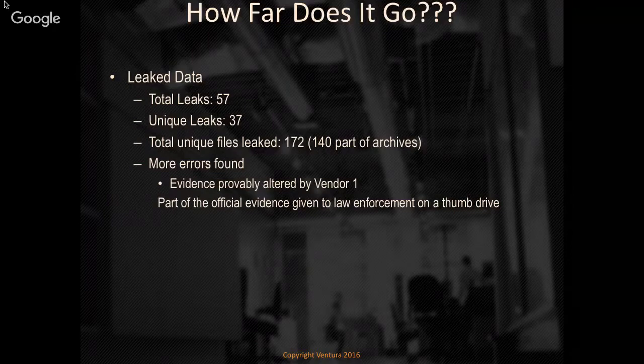Look, we now look at the leak data, okay? There were 57 total leaks, right? So this was a month-long campaign. This was not a minor thing. A month-long campaign where literally almost every day something new was coming out, tweets were going out, et cetera, et cetera. Actual unique leaks were only 37. So whoever was doing the leaking was reusing some of the data. Actual unique files leaked, 172. Right? There were some archives there which contained a whole pile of data. So we find more evidence, more errors.